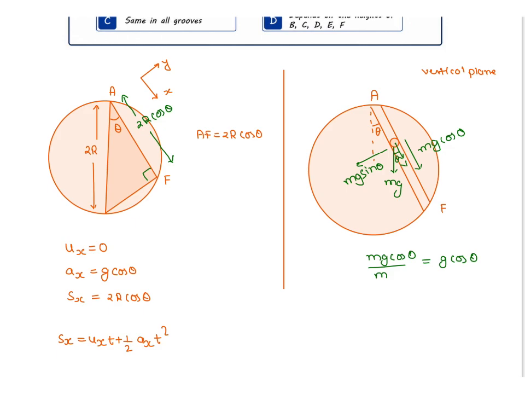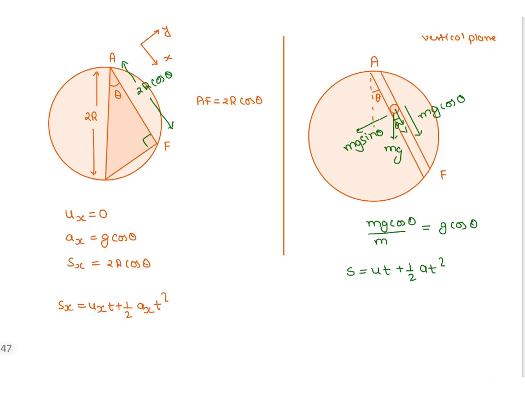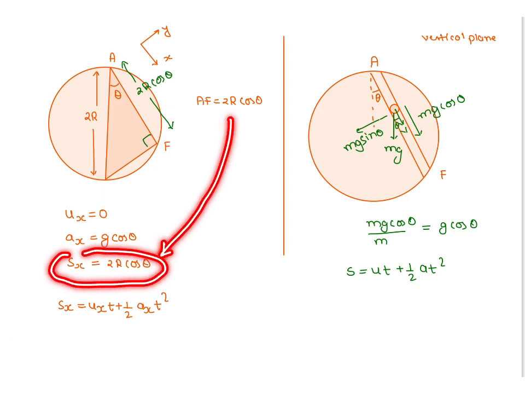Now please see here, the acceleration is constant because theta is not changing and g is constant. Since theta is constant, we can use the formula that displacement S is equal to ut plus half at square. Initially our particle was here and finally it was here. So what is the displacement along the x direction? It will be equal to 2r cos theta.